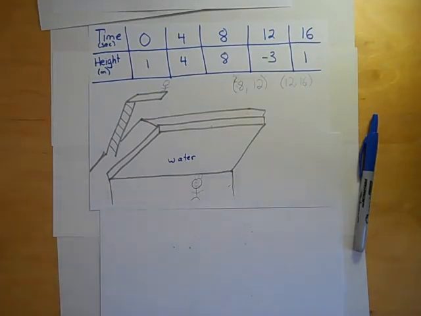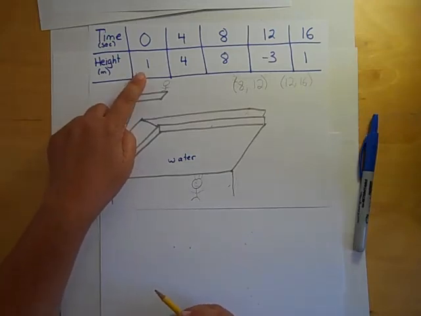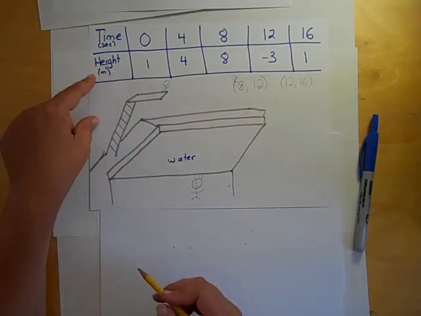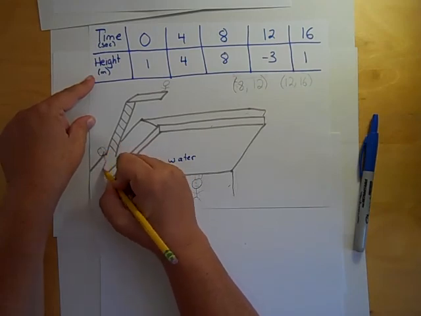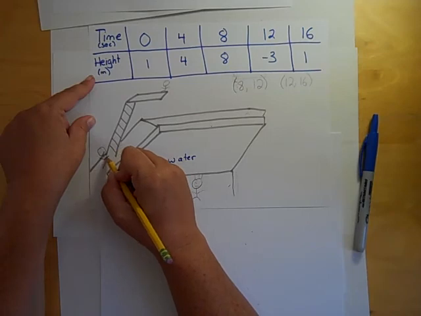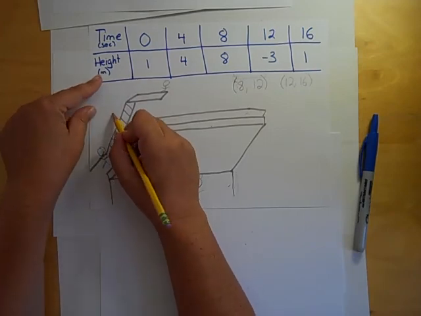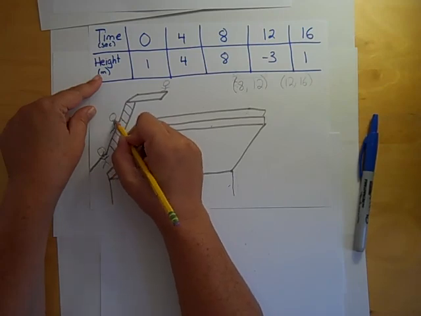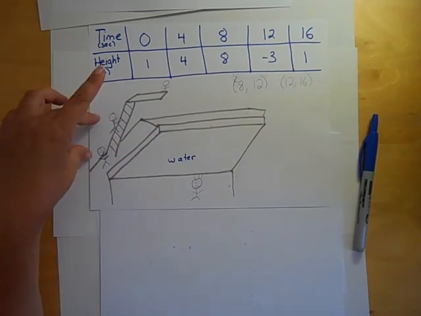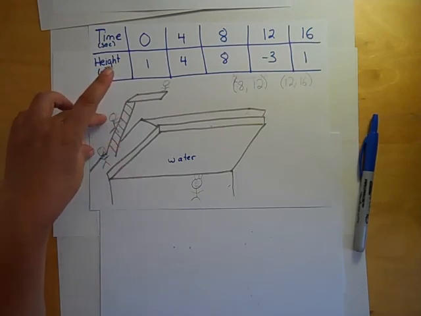Now the second question is a great one. In theory, could the diver have been at pool level during the time interval 0-4? Well, it says at 0, he was at 1 meter. So maybe he's standing here on the pool deck. And at 4 seconds, he was at 4 meters. So maybe he was climbing the ladder. So at first glance, it doesn't look like he could have broken the surface of the water there.